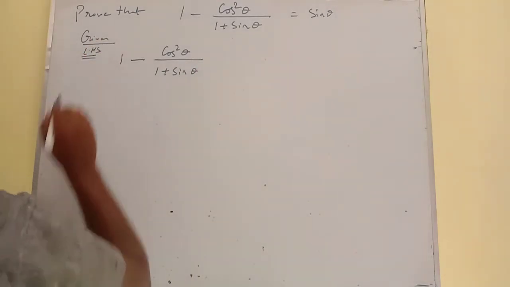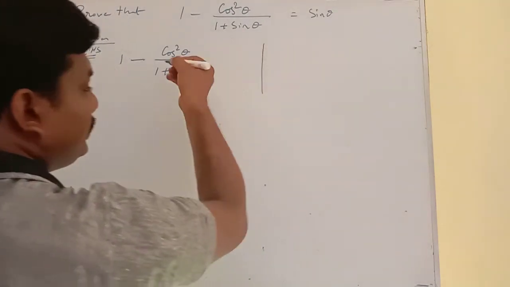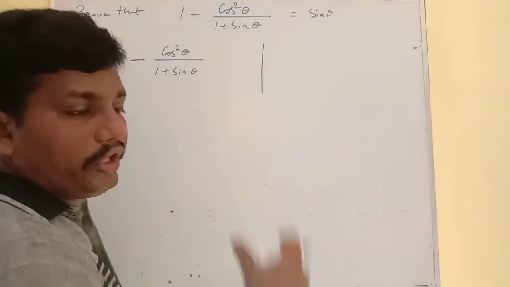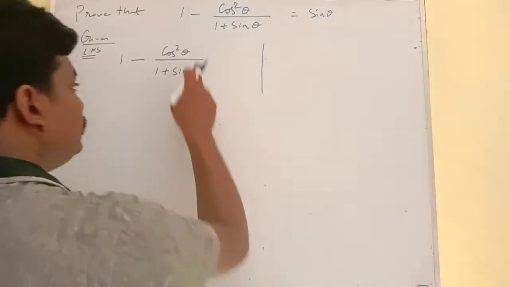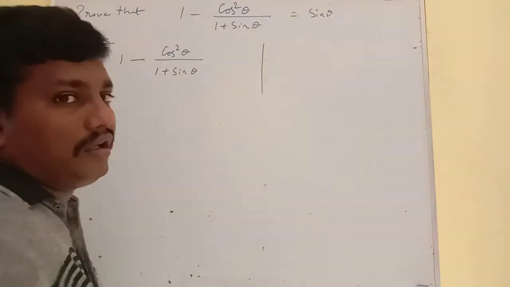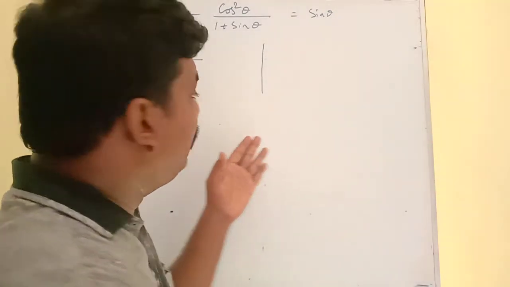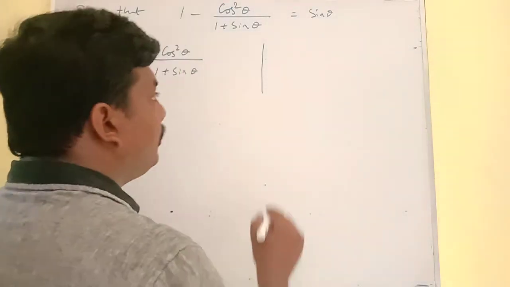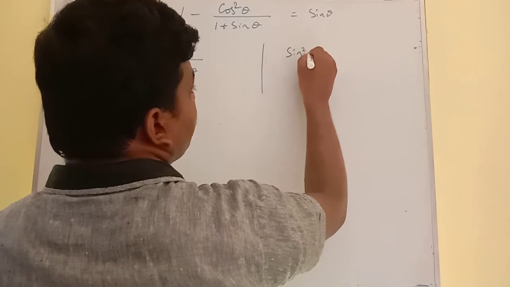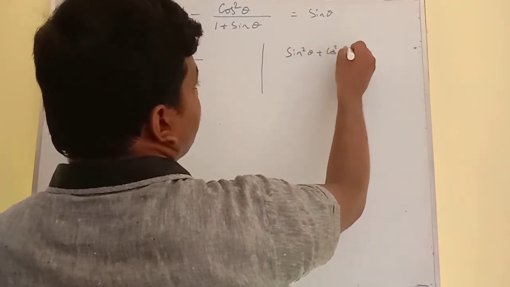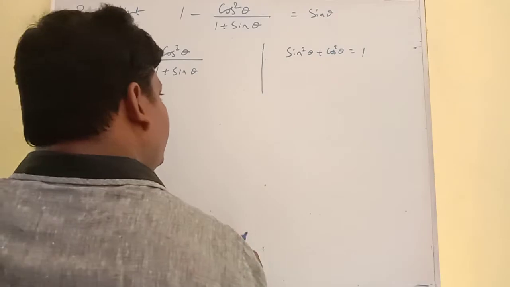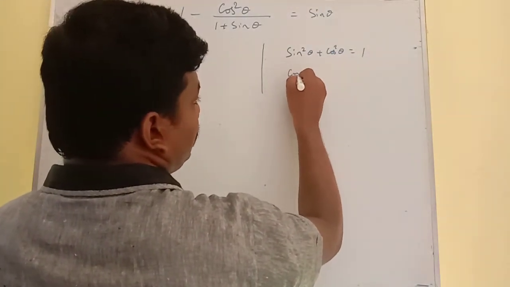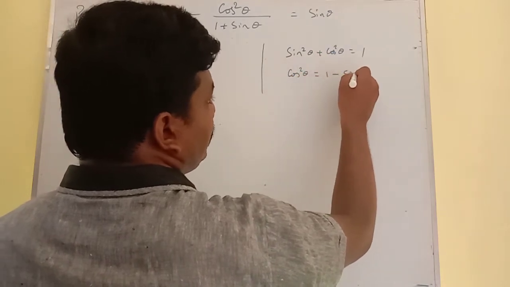This is the LHS part. To find this answer, what is the relevant trigonometric identity we are going to use here? Here, cos square theta and sin theta are involved in the question. So that's the reason why we are using the first trigonometric identity, sin square theta plus cos square theta equals 1. Here cos square theta is there, that's the reason I have taken it. So cos square theta is equal to 1 minus sin square theta.